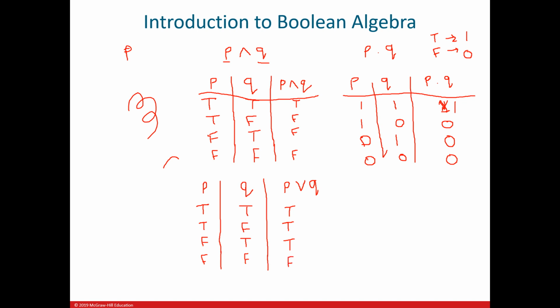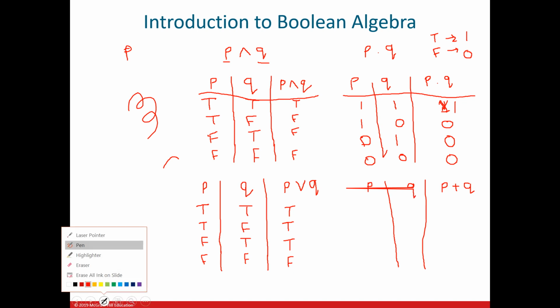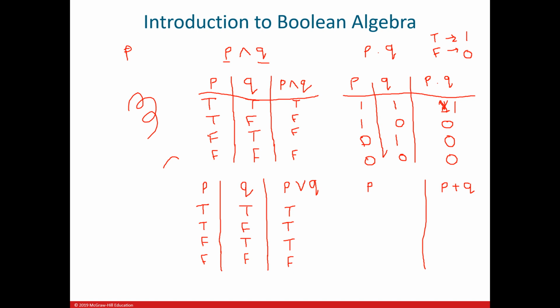Now here we have a very similar strategy, but the OR symbol is shown by a plus sign. So P or Q is shown by P plus Q. And again, instead of true, we are going to use ones, and instead of false, we are going to use 0. So I hope the eraser works now. Okay.